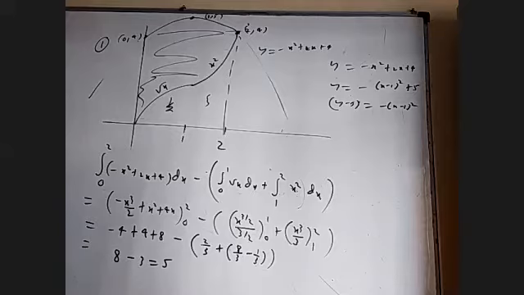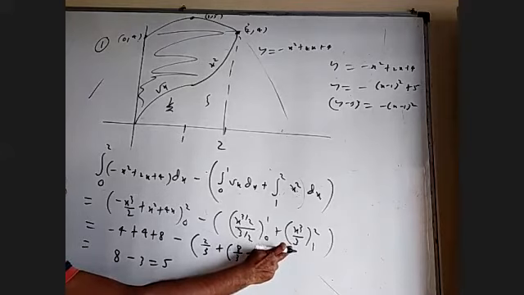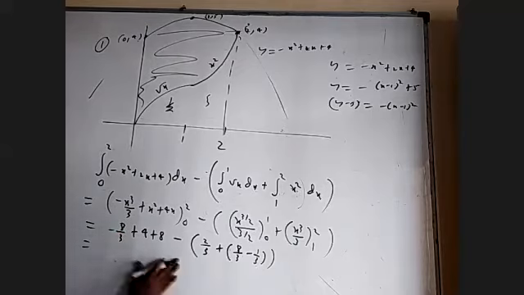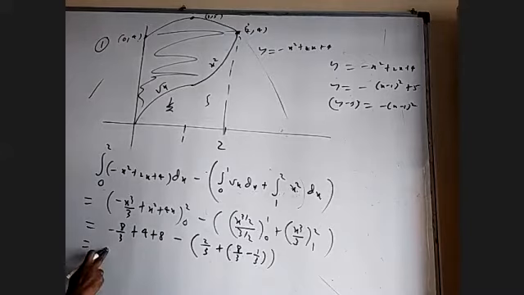X cubed by 3, correct? So integral 0 to 2, x cubed by 3. Oh, this is not 2 by 3. Thank you. So this is going to be minus 8 by 3. So this minus 8 by 3, they'll add up.